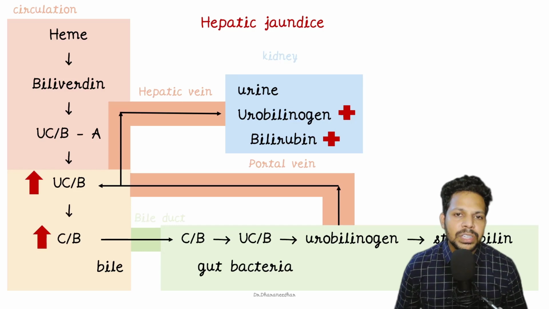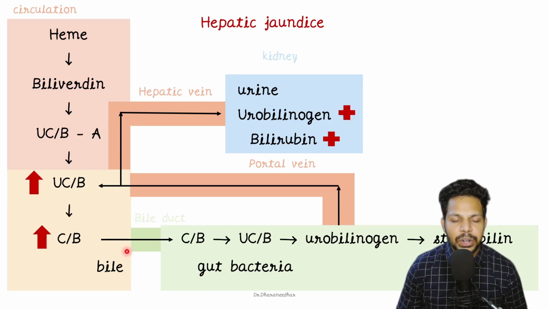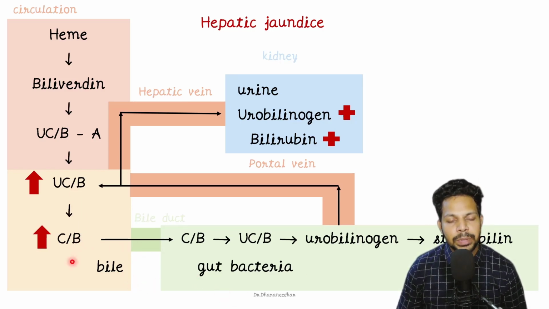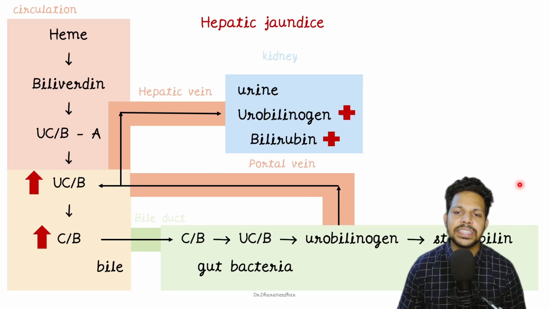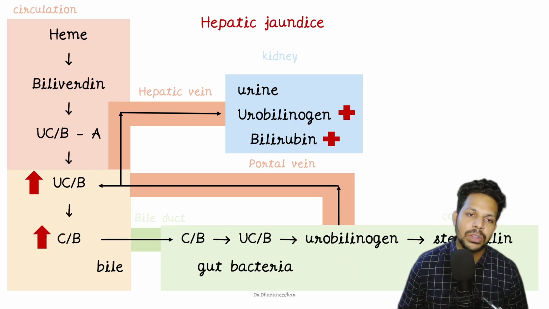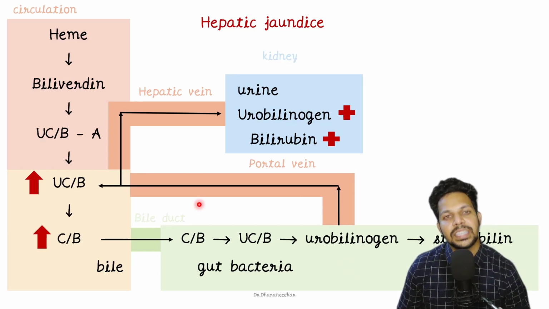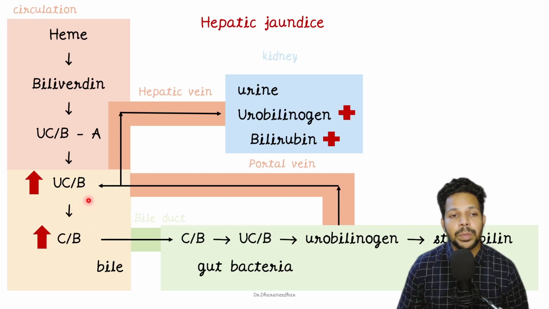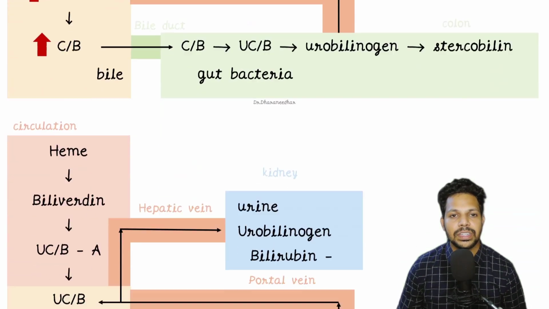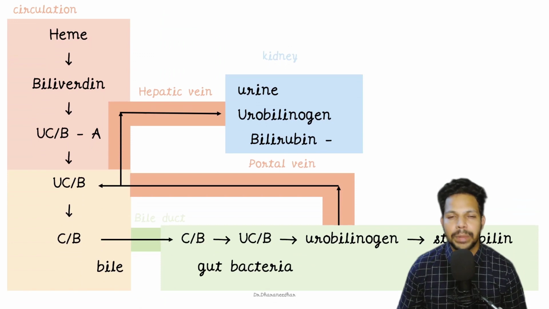And is there any problem with the urobilinogen here? Because the entry of conjugated bilirubin into the bile duct and further into the intestine is normal, and the reuptake by the portal vein into the liver is normal, and hence even in the urine you will have urobilinogen. But there is a leak of unconjugated bilirubin and conjugated bilirubin from the liver. There is presence of bilirubin also in the urine. Okay, this is about the hepatic jaundice. Now let's look at the post-hepatic jaundice.